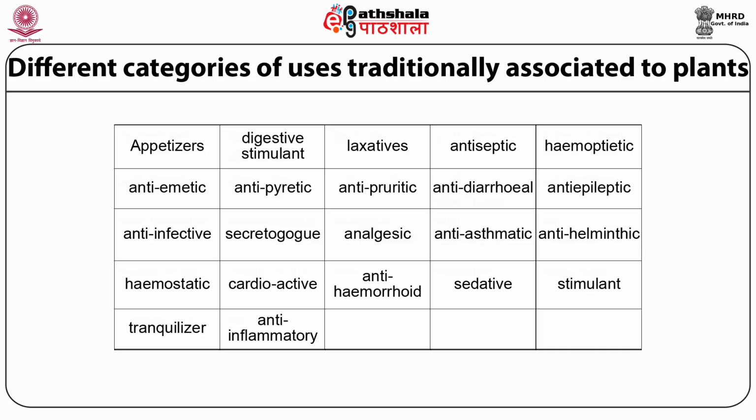infections, diarrhea, and asthma. They are also used in non-communicable diseases like epilepsy, analgesia, cardiovascular diseases, or inflammation. So herbs have been used throughout human history for a variety of uses, for well-being as well as maintenance of health.